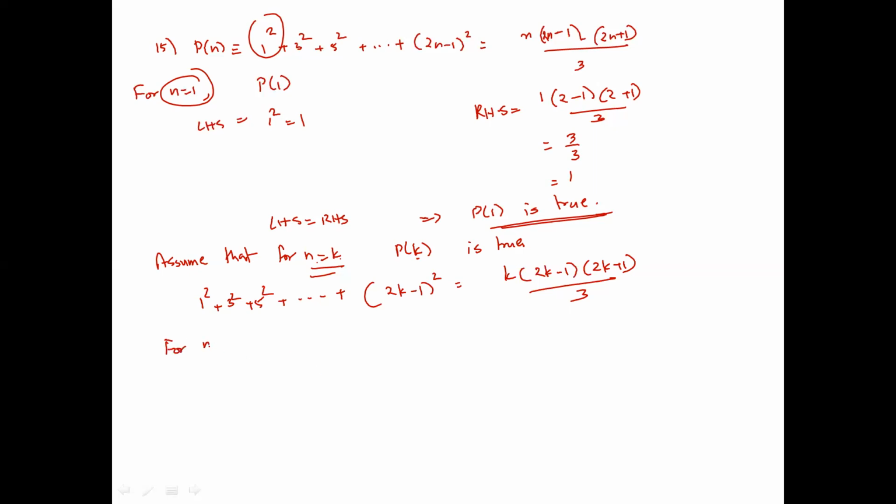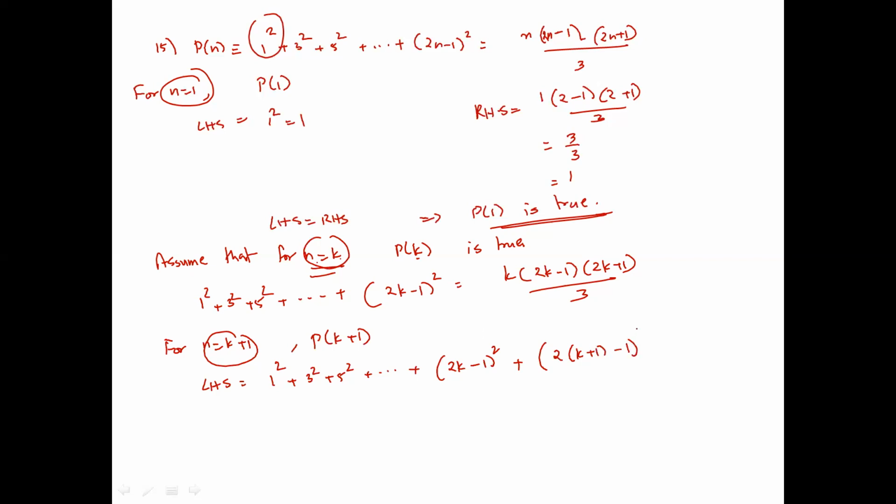Now, after that, n equal to k plus 1, 1 extra. Here n equal to k, here n equal to k plus 1, 1 extra. So we will take P of k plus 1, we will prove. We will take left hand side and I'll take 1 square plus 3 square plus 5 square. First I will take up to n equal to k, (2k minus 1) whole square. After that I have to take one extra, that is n is k plus 1. So (2 into (k plus 1) minus 1) whole square.